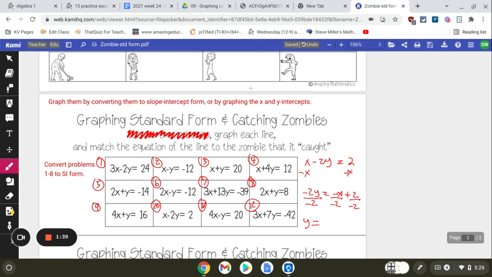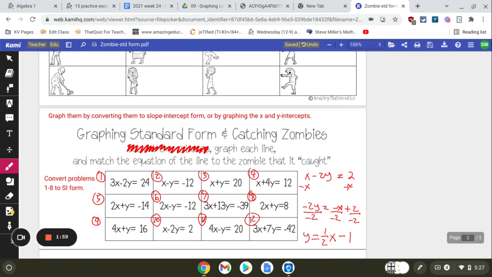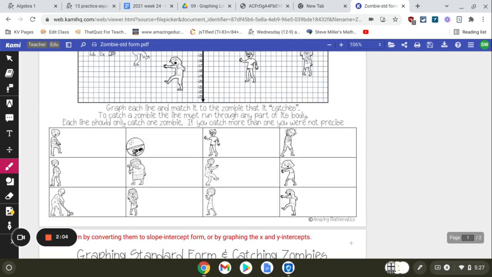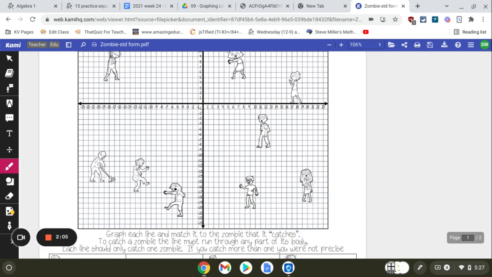Now I've got two negatives here, a negative over a negative, so it's going to be positive. And x over 2 is the same as 1/2 as a fraction. You always want that slope to be a fraction. And then 2 divided by negative 2 is negative 1. So now that it's in slope-intercept form, I can graph it the old way. So start off at negative 1 as your y-intercept.